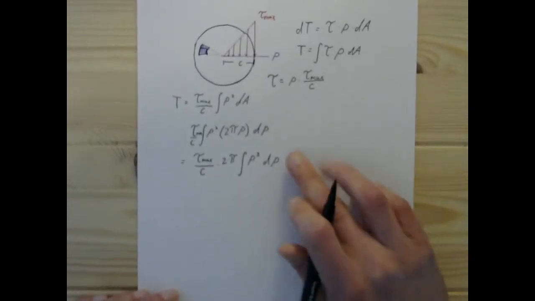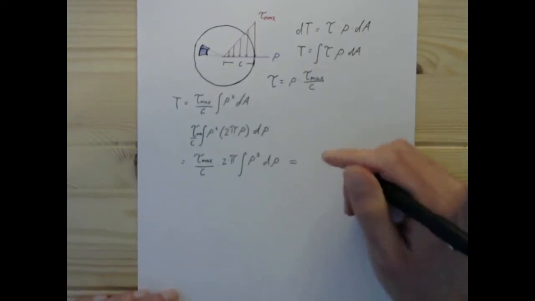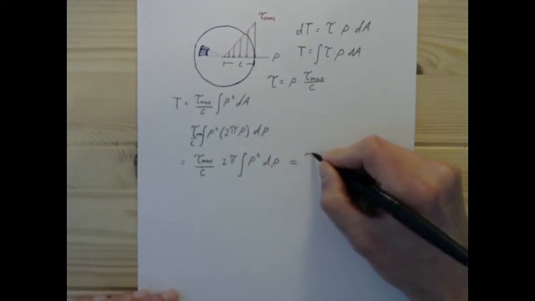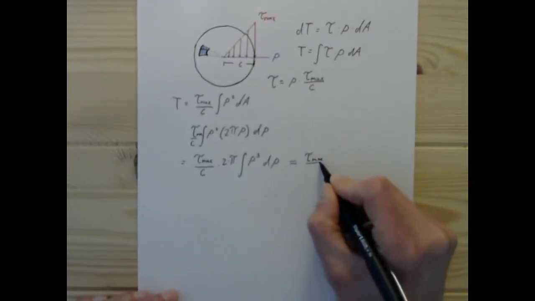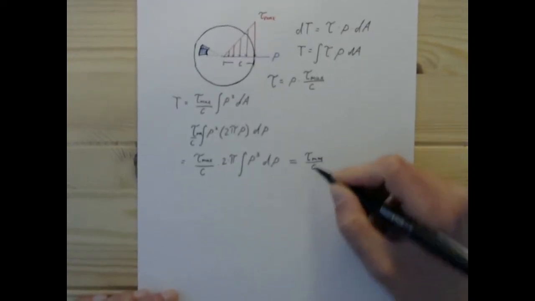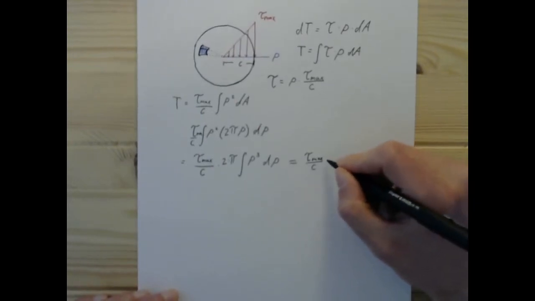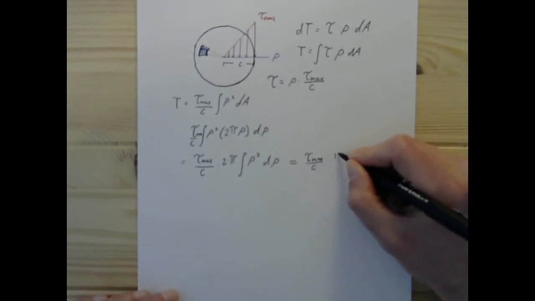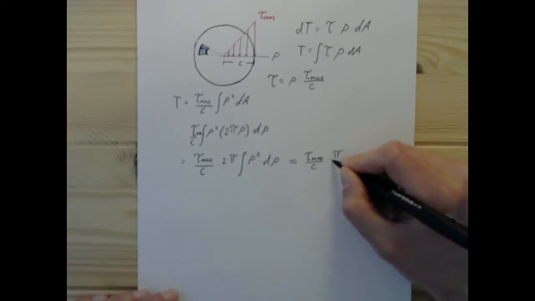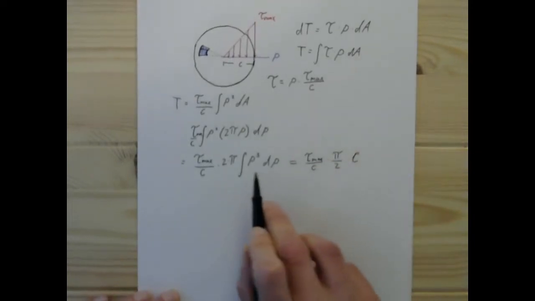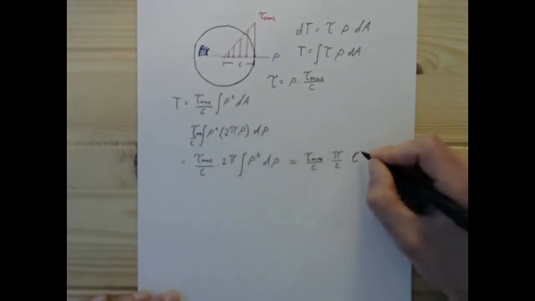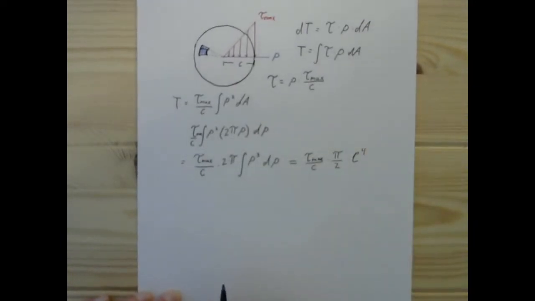Presumably all of you can do that pretty much in your sleep. This constant, the max shear stress over the maximum radius, is all still there, times pi over 2 times, well, we're going to be integrating from 0 to c, so that's going to be c to the 4th.